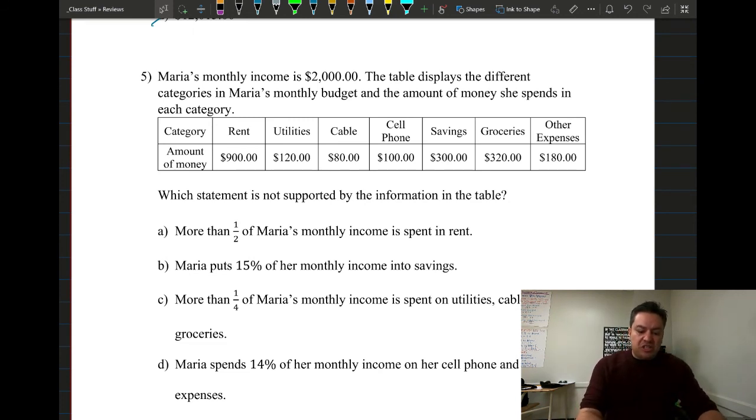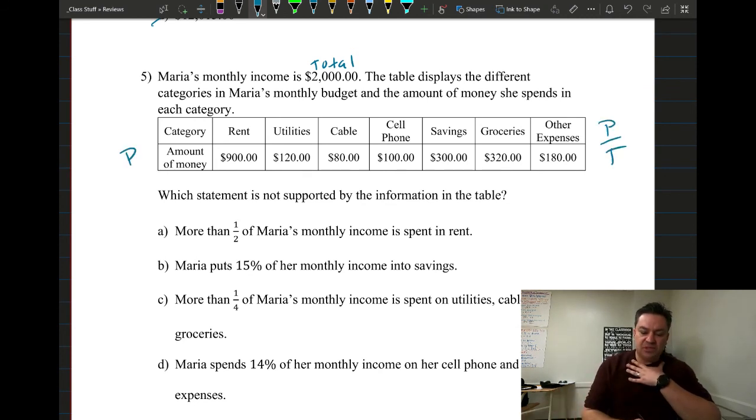It says, which statement is not supported by the information on the table? So we're going to have to do a lot of trial and error with each one of these answer choices and then compare them to what we know on the table. So what I would like to do first is convert everything to percent, okay? What percent of the 2,000, remember this is the total, what percent of the 2,000 is this? These are going to be the part. So we're going to do part over total many times, okay?